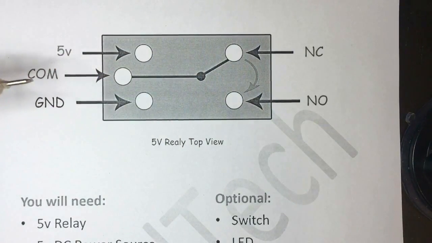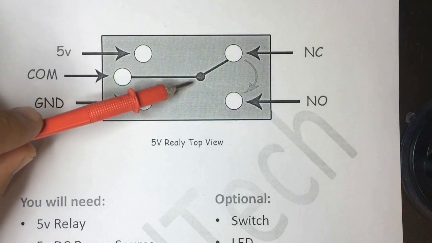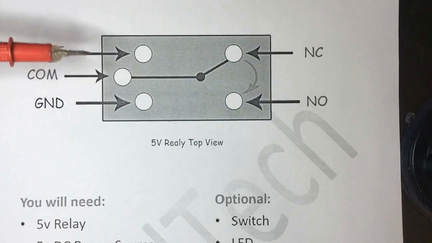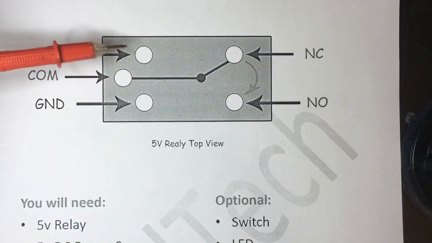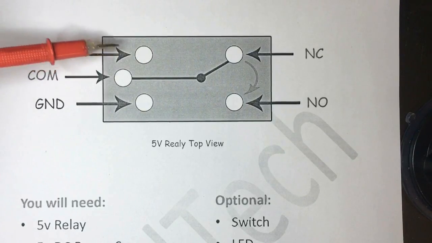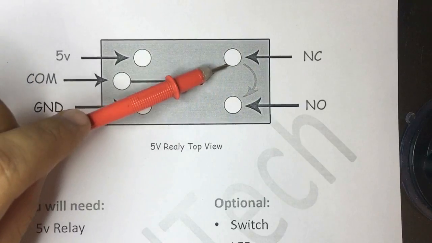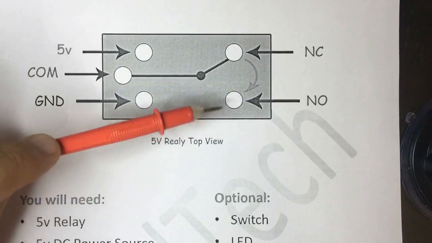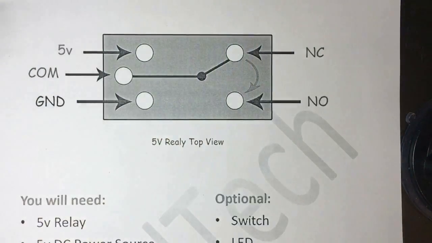So basically, the common pin is by default connected to the normally closed pin. So when we apply 5 volt DC power on the VCC pin and the ground pin, this switch goes from the normally closed to the normally open. So this is what we'll be using through this tutorial.